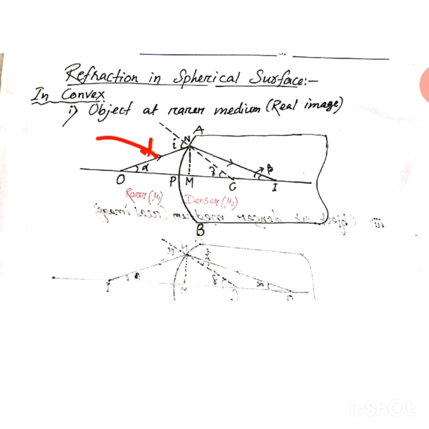And the refracted ray NI is making beta angle, and the normal is making gamma angle with the optical axis.